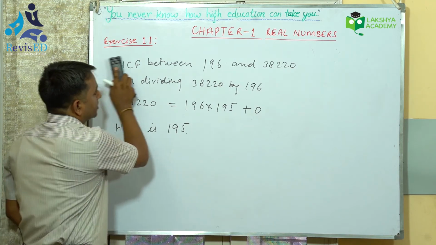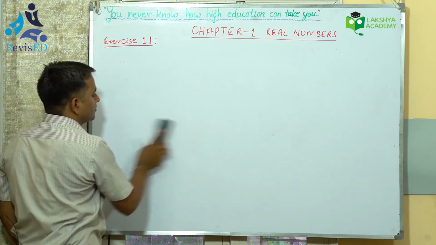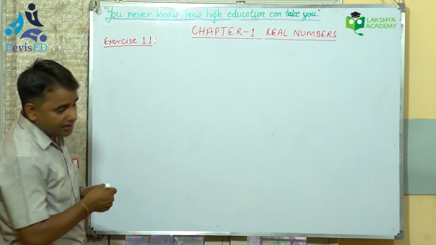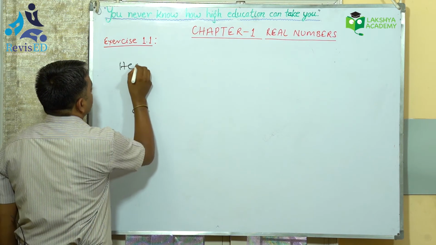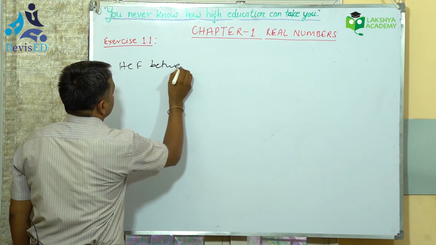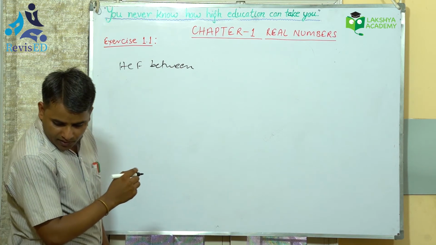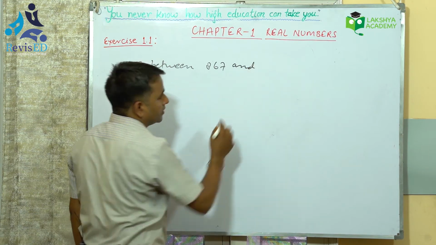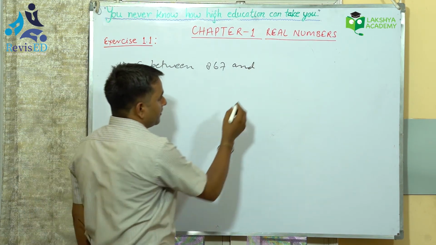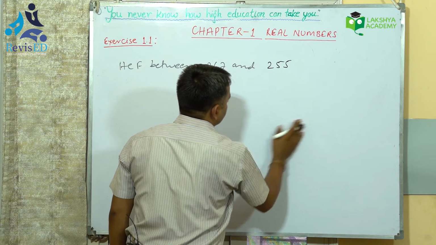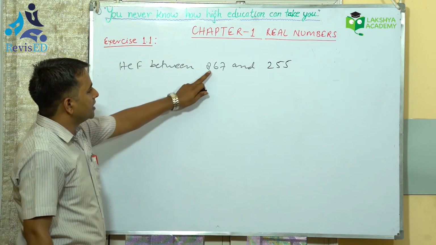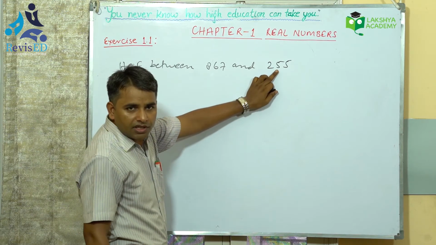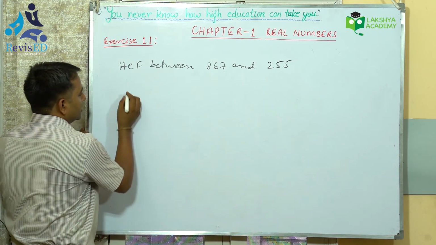Now coming to the next question. To find the HCF between 867 and 255. Here again see, 867 is greater than 255, therefore 255 will be the divisor.